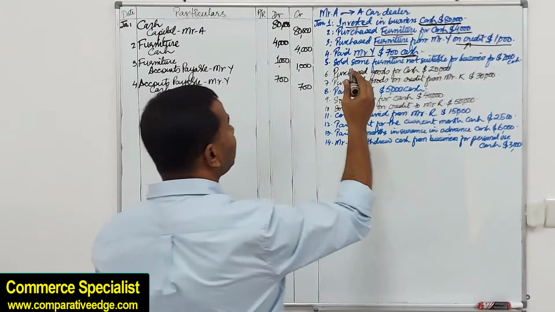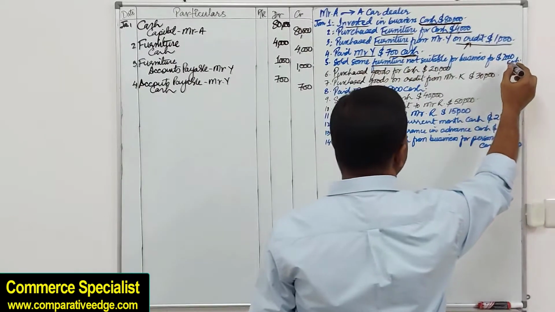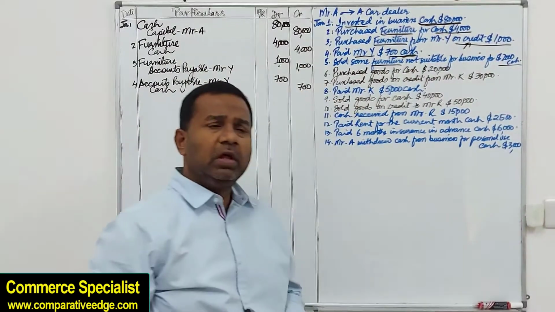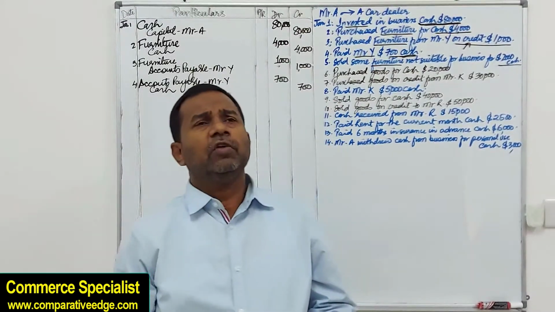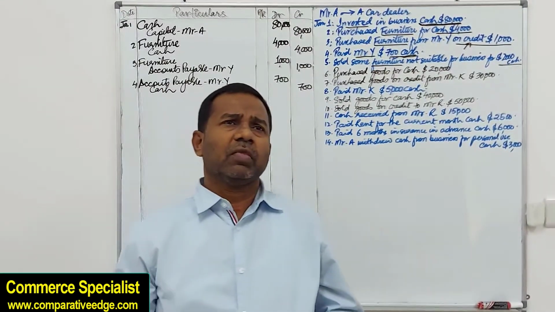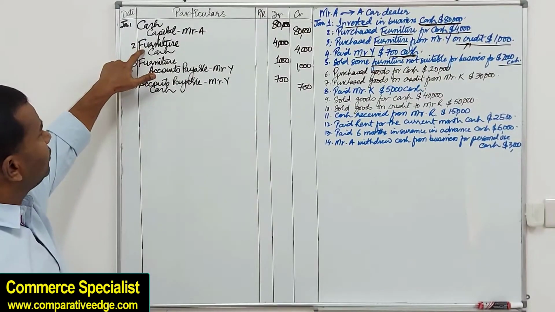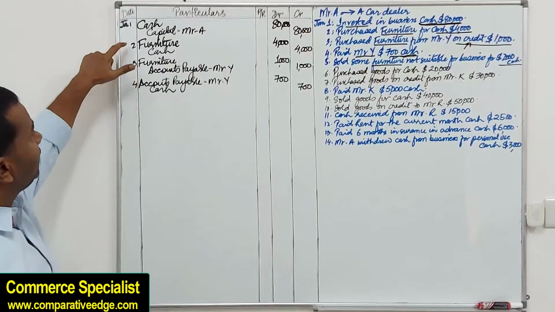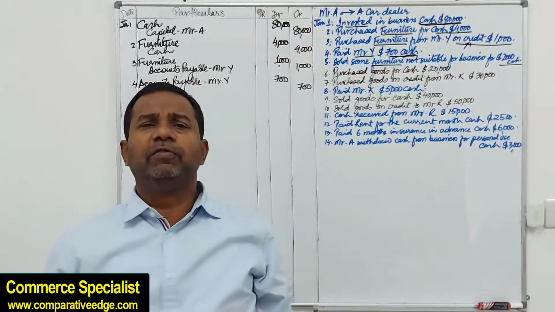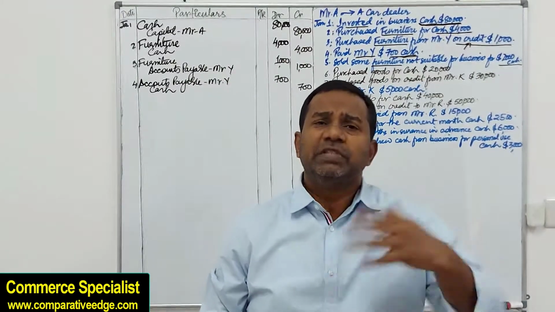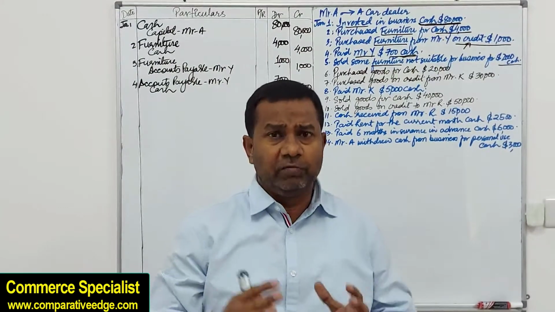Entry number 5, sold some furniture not suitable for the business for 2,000 cash. What is happening, guys? We are selling furniture. Now if we are selling furniture, when we purchase furniture, what we did? We purchased furniture, we debited furniture. Look at entry number 2 and 3, 2nd and 3rd January. Whenever we buy furniture, we debit furniture. When we sell furniture, asset is going out, asset is decreasing, we will credit furniture.